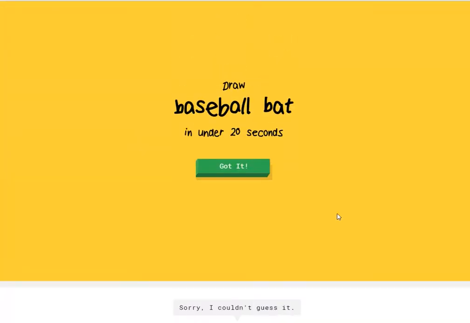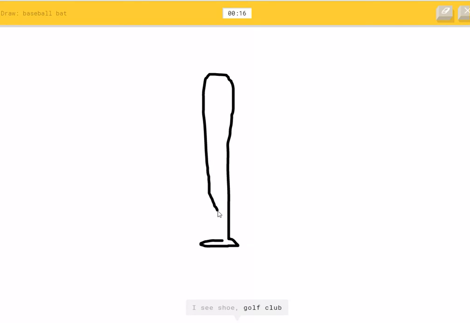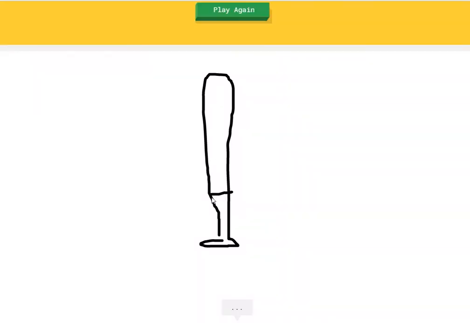I see animal migration. Sorry, I couldn't guess it. I see shoe. Or golf club. Oh, I know, it's baseball.